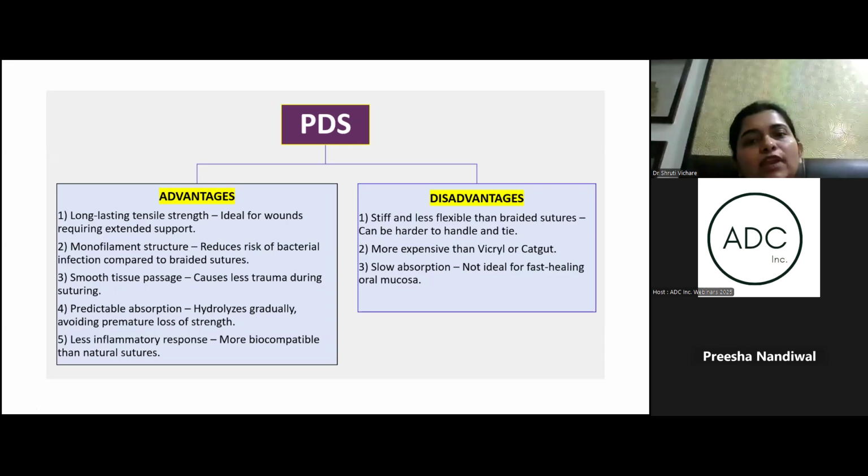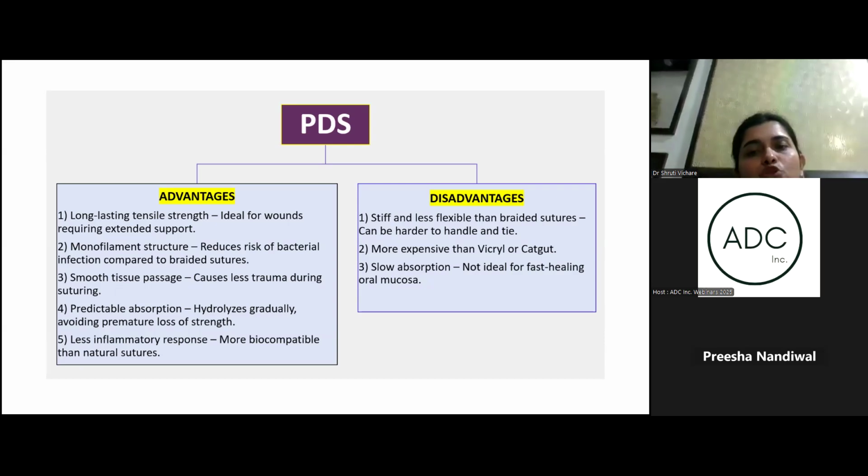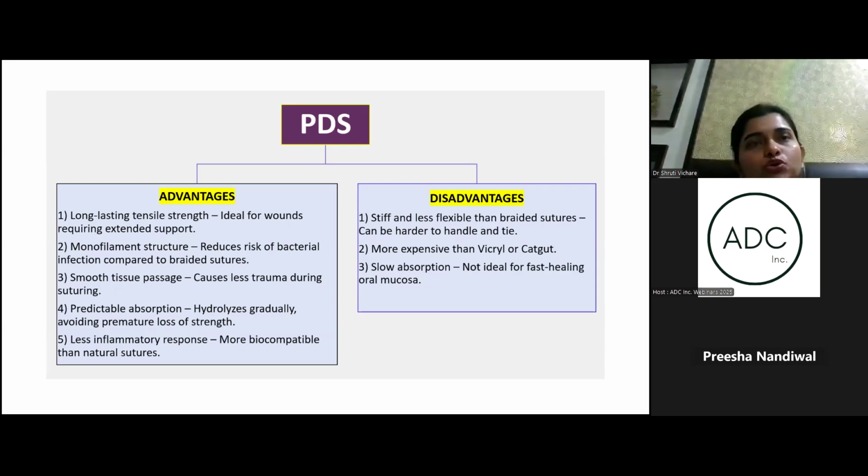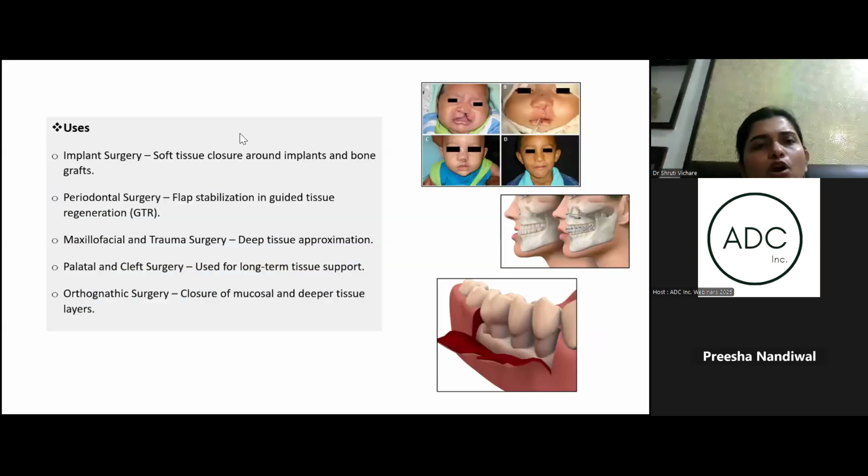They're a little less flexible, so they are a little stiffer. So it becomes a little difficult to handle these sutures because of their stiffness. Also, they are more expensive than Vicryl sutures. Okay? The absorption is very slow. So for fast healing tissues, you obviously can't make use of these sutures, correct? You would not want to use these sutures for fast healing ones.